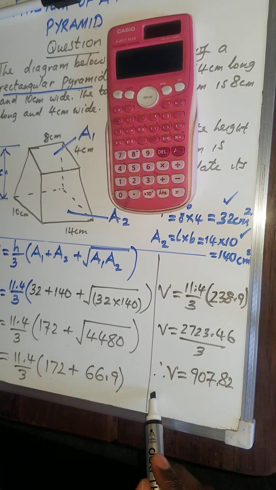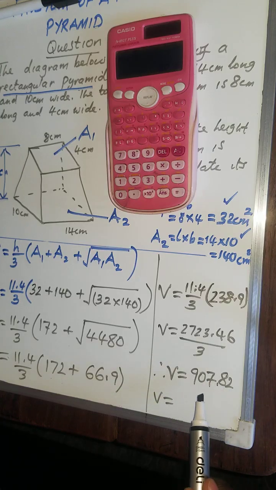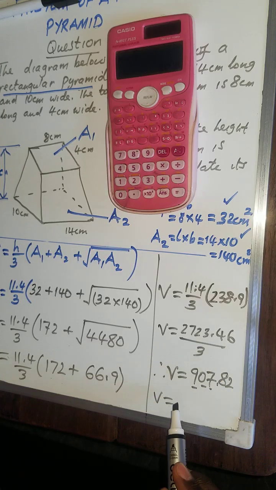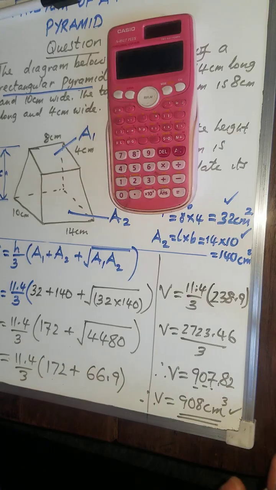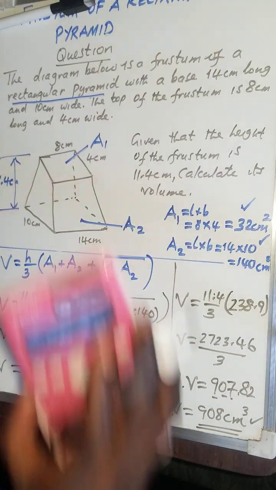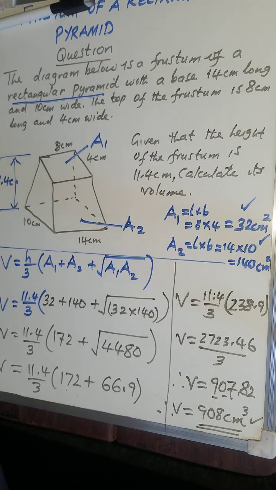Now remember, they tell us to leave it to 3 significant figures. So 1, 2, 3, I can round it off. It will be 908, and that is going to be in cubic centimeters. So this is the volume that they wanted you to get for the frustum of a rectangular pyramid. So this is the way you can go about it.